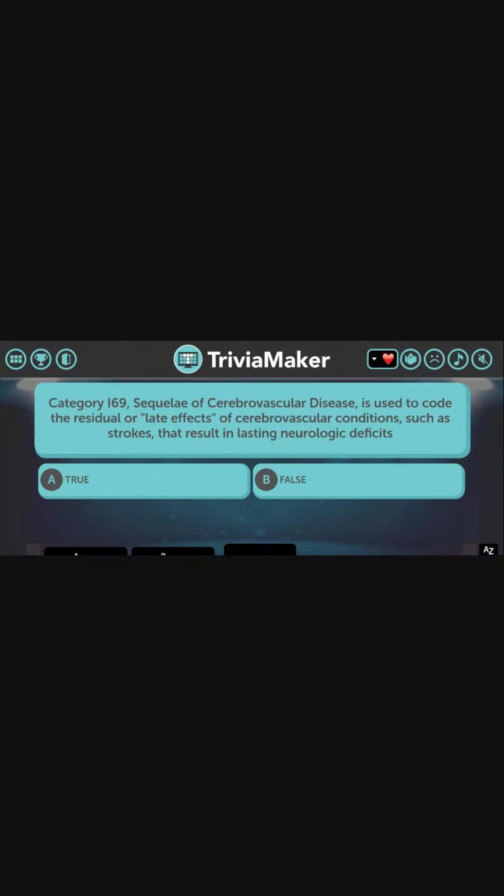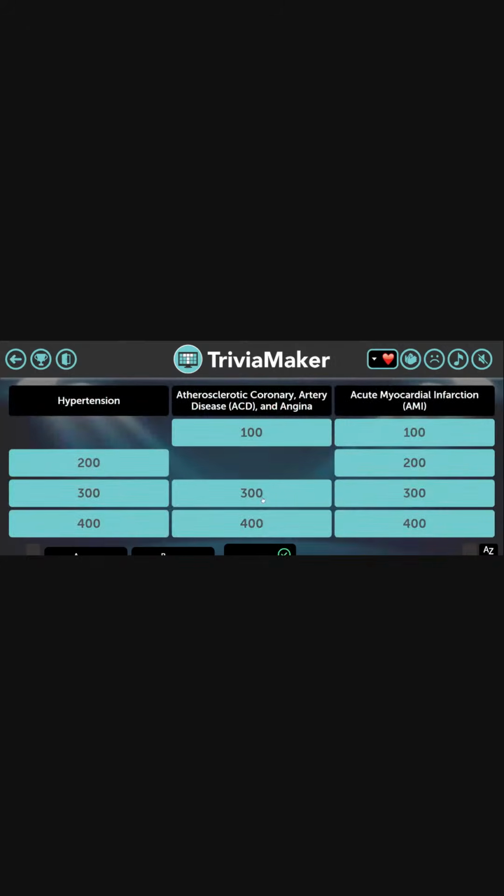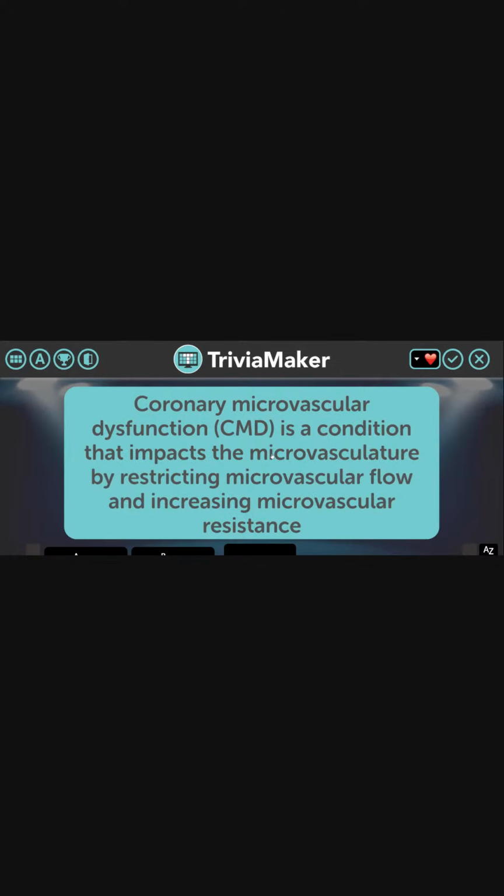All right, amazing job, amazing job. This one is going to indeed be true, which I'm pretty sure everyone put. Definitely category I-69 is going to directly reference the sequelae of the cerebrovascular disease for sure. And I think actually we're going to use a guideline from using that category in one of our scenarios later. So glad that everyone got that one right. All right. Let's move on. Let's do a 400 for the AMI.